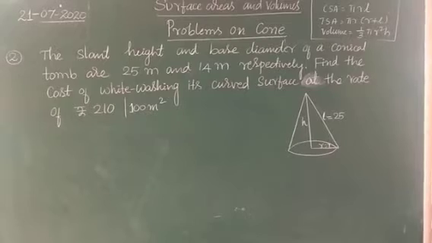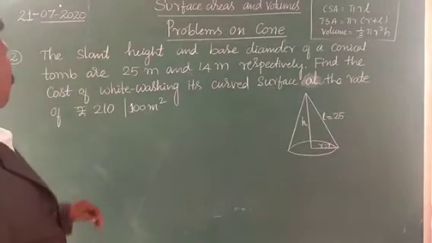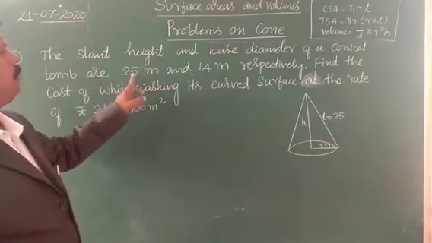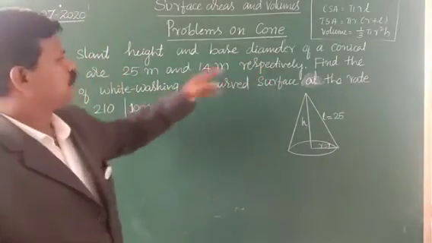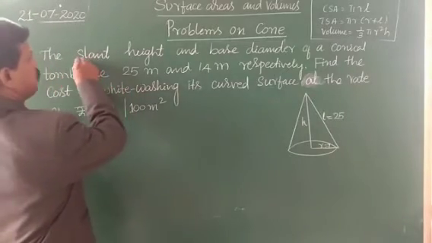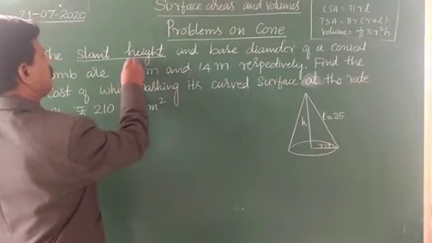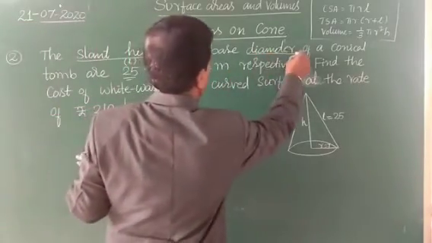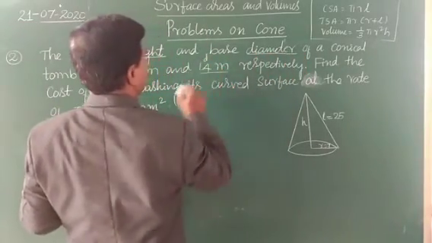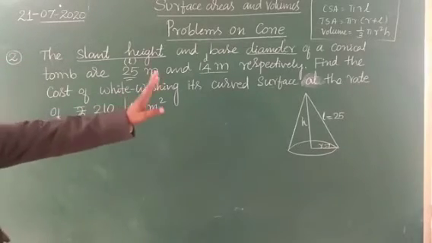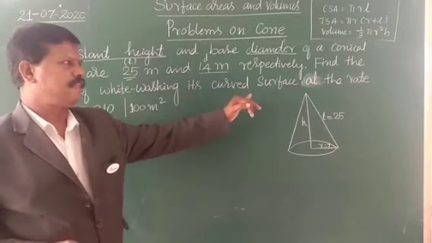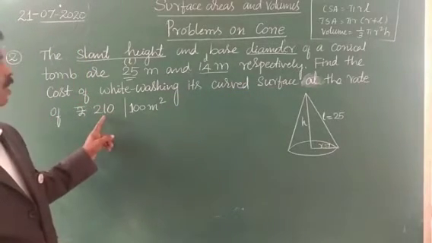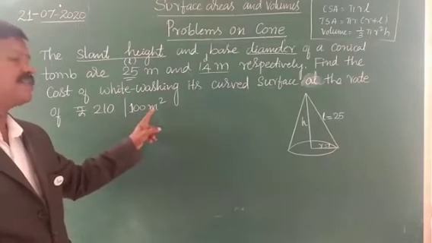Second question, that is what? The slant height and base diameter of a conical dome are 25 meter and 14 meter respectively. See here, respectively means the first one is the slant height, and the second one is the diameter D. Respectively, that is the meaning. Find the cost of whitewashing its curved surface at the rate of rupees 210 per 100 square meter.